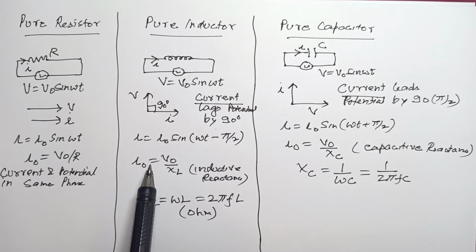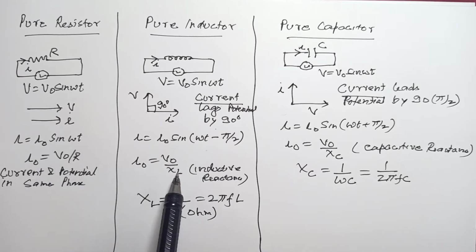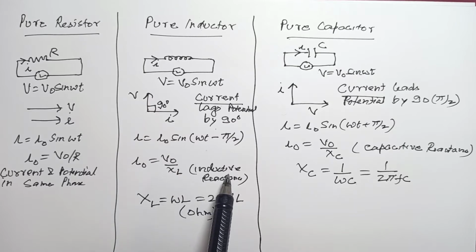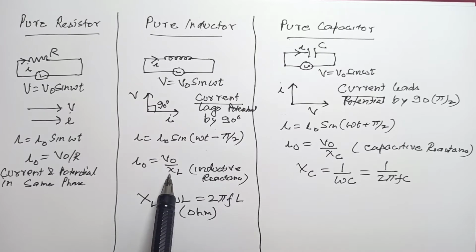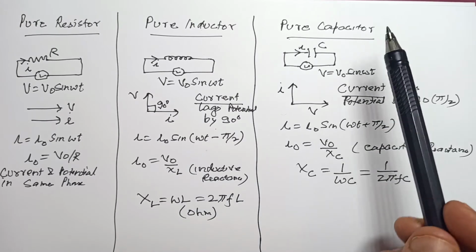Similar to this, I naught is equal to V naught by something similar to resistance. In this case it is XL, which is called inductive reactance. XL is equal to omega L, where omega is 2 pi F, and the unit of this is ohms. Now coming on to pure capacitor.